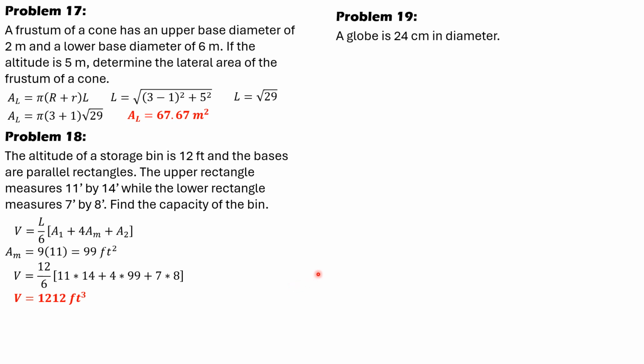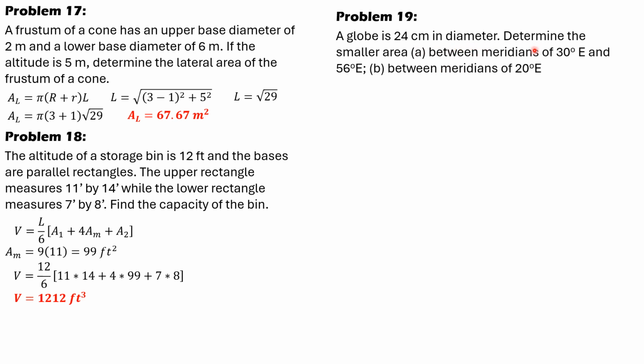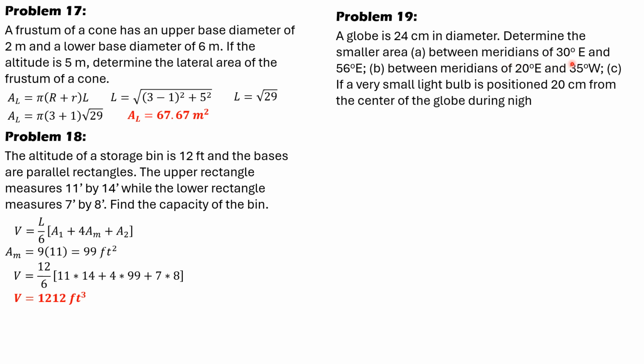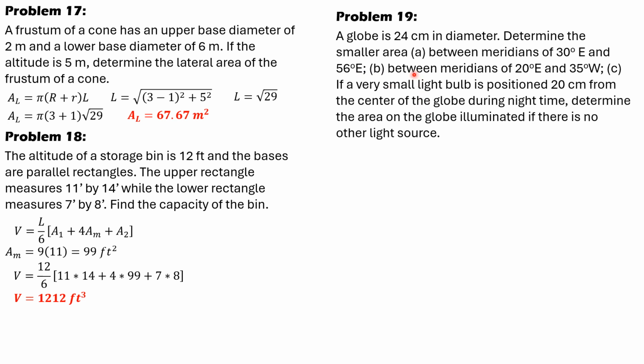A globe is 24 centimeters in diameter, so 12 centimeters in radius. Determine A, the smaller area between meridians of 30 degrees east and 56 degrees east. Then B, between meridians of 20 degrees east and 35 degrees west. C, if a very small light bulb is positioned 20 centimeters from the center of the globe during nighttime, determine the area of the globe illuminated if there is no other light source.